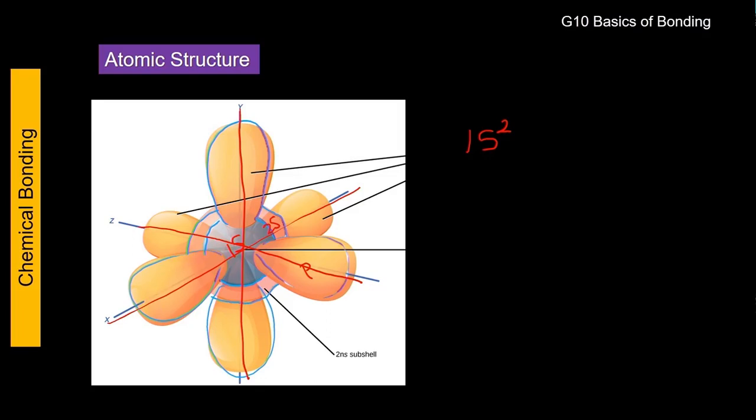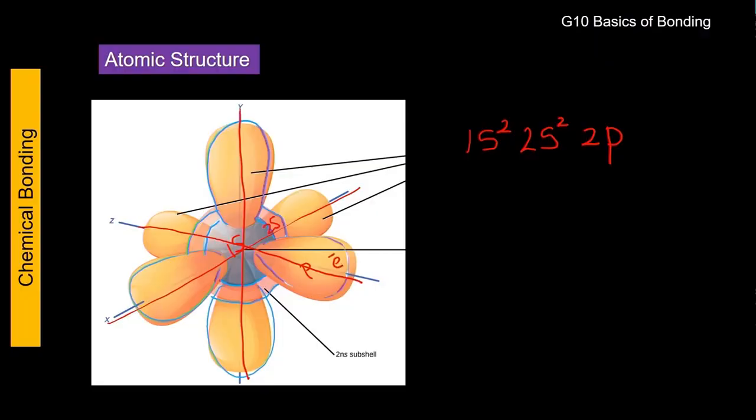Then we move to the next one in energy, which is the 2s orbital. 2, the next energy level, and S, because of its shape, it's spherical. How many can go in there? Only 2. Then we move to the next shape orbital. This is also in the second energy level. What shape are they? Well, they are p. That's the shape, this dumbbell shape, this figure of 8 shape.